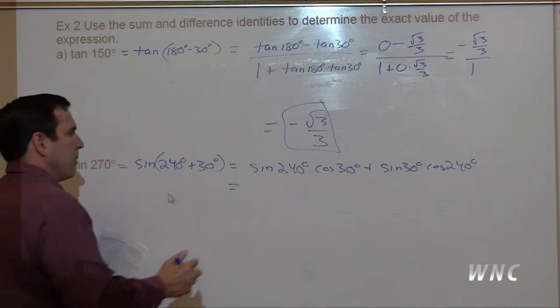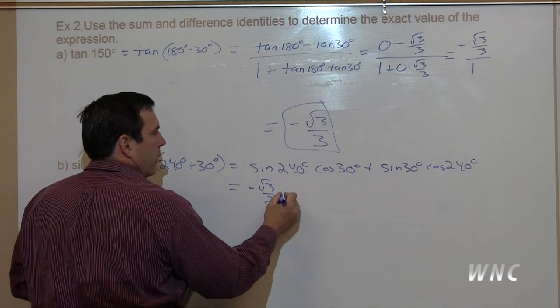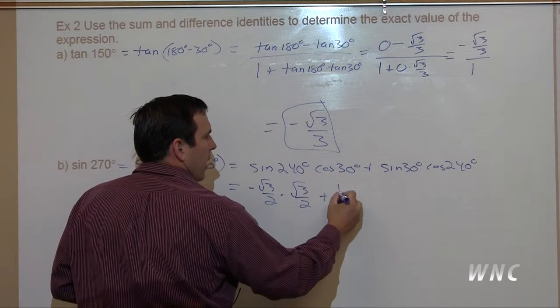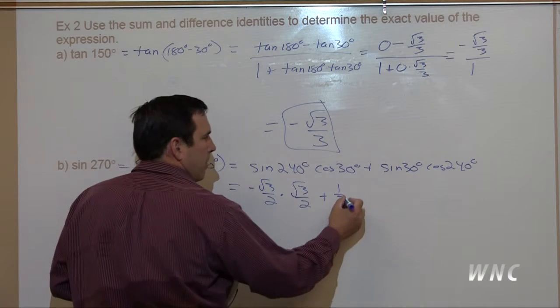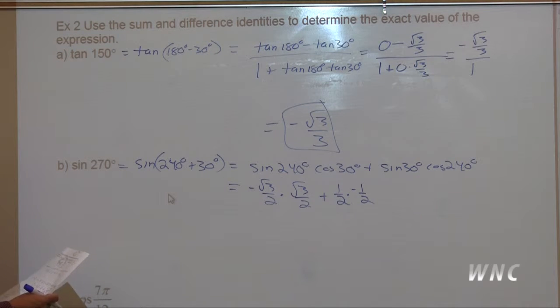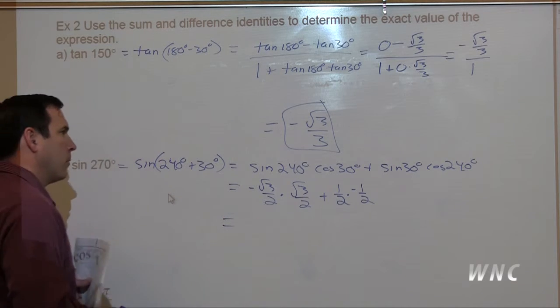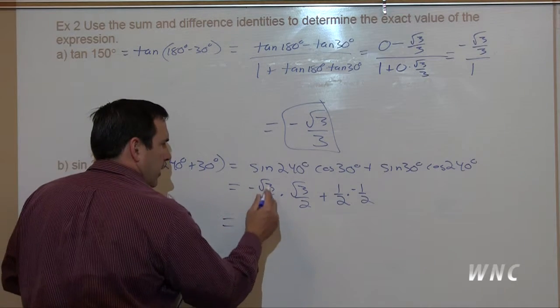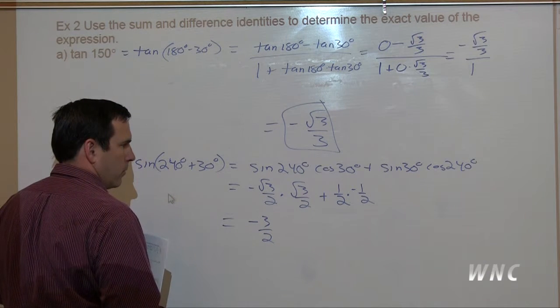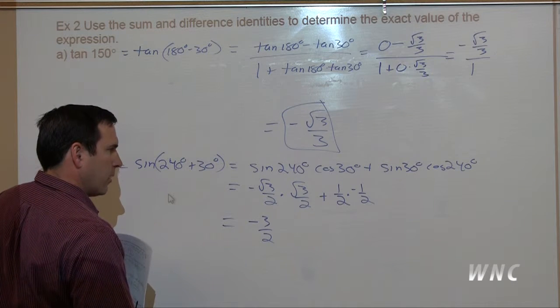So sine of 240 is going to be negative square root of 3 over 2. Cosine of 30 is positive square root of 3 over 2. Sine of 30 is 1/2, and cosine of 240 would be negative 1/2. I'm sorry, cosine of 240 is, let me just, that should be right. So this is going to be negative 3 over 2. I feel like I should have a double negative here.